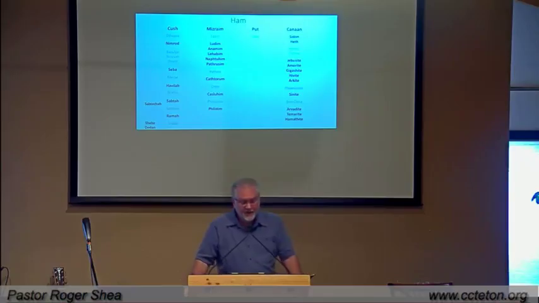Verse 8, Cush begot Nimrod. He began to be a mighty one on the earth. He was a mighty hunter before the Lord. Therefore it is said, like Nimrod, the mighty hunter before the Lord. And the beginning of his kingdom was Babel, Erech, and Akkad, and Calneh, in the land of Shinar, which, by the way, would be Iraq, Babylon. From that land he went to Assyria and built Nineveh, Rehoboth, and Calah, and Resen between Nineveh and Calah, that is, its principal city. So this guy's worthy of note.